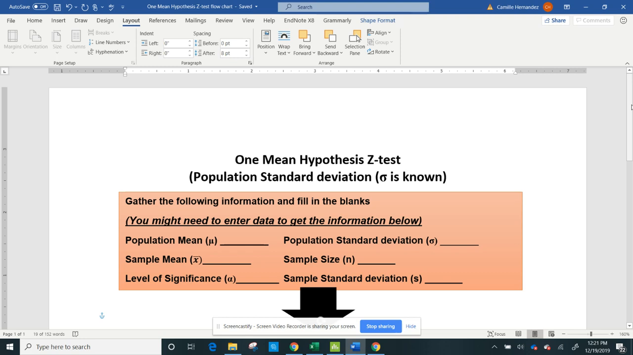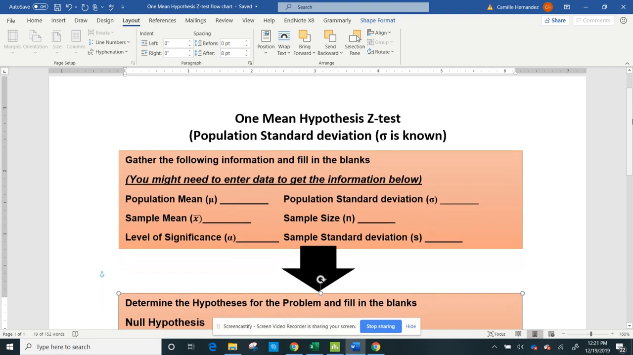Usually it's from the problems and it expresses it that this is the population standard deviation or the known standard deviation. So what you're going to do is you're going to get certain information that helps you solve the problem. And again, you might have sample data or you might be given everything you need in the problem. But the information you're really going to need is population mean, population standard deviation, sample mean, sample size, level of significance, and sample standard deviation.